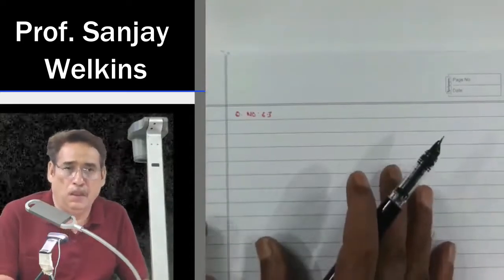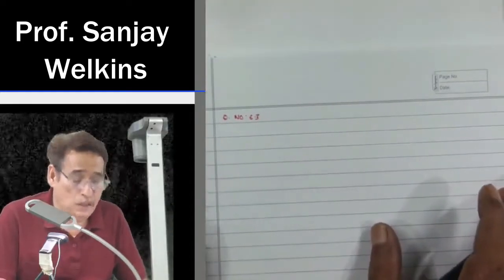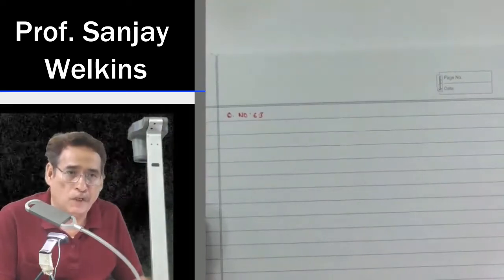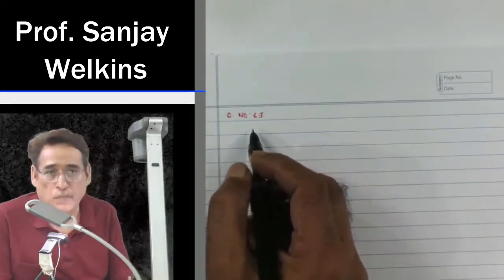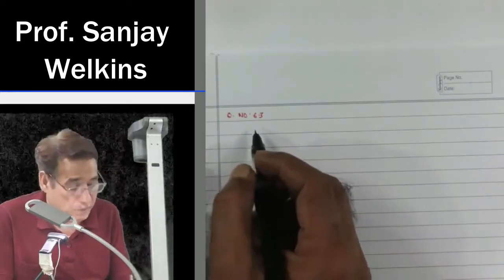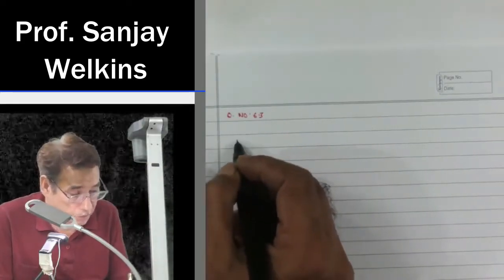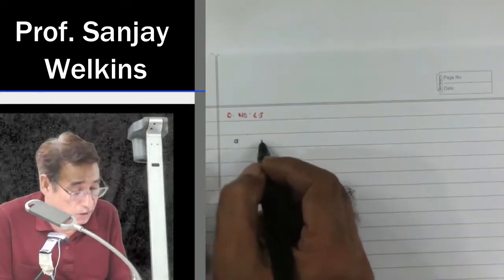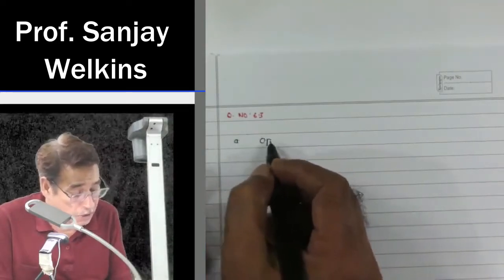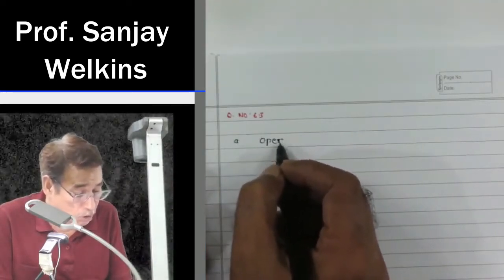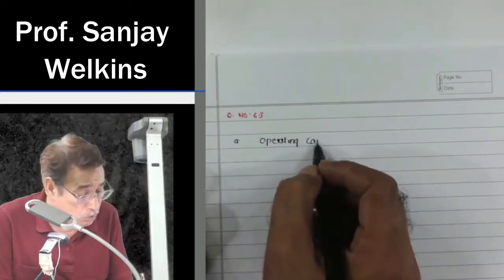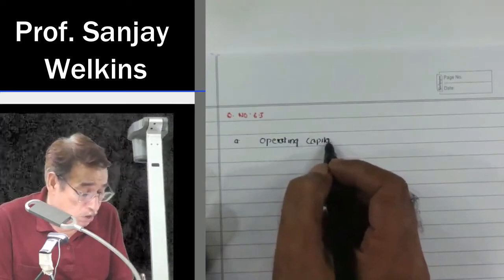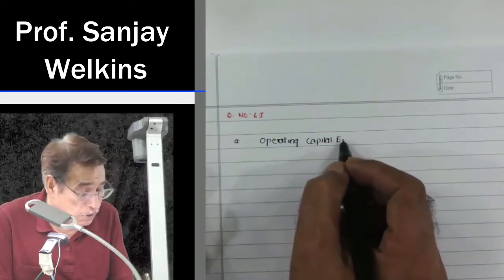This is the question which we are picking up now. In order to compute the amount of goodwill, first of all I am going to compute the operating capital employed. Step number 1, and why am I computing it? Because ultimately I need to compute the amount of goodwill, so I will have to compute the operating capital employed.